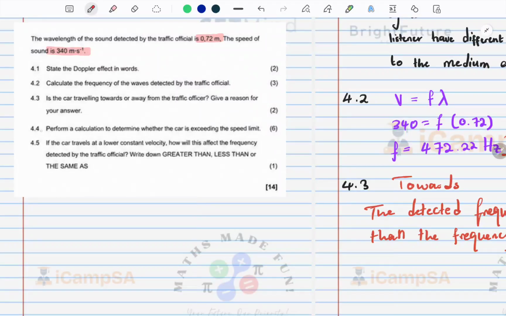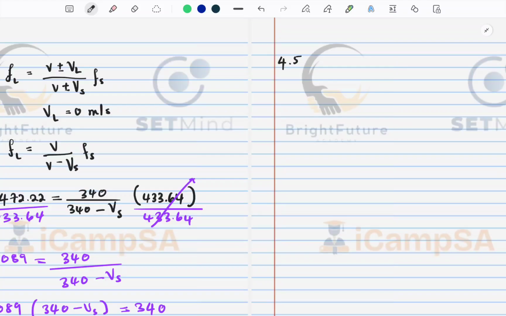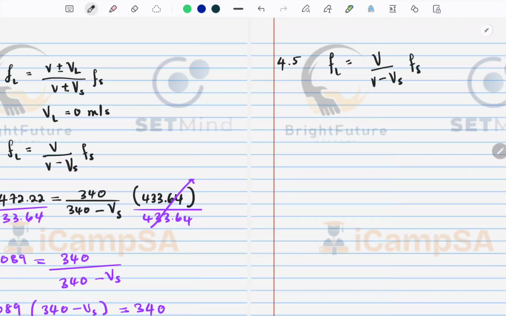Okay, this is this question. Now they're asking us, if the car travels at a lower constant velocity, how will this affect the frequency detected by the traffic official? Is it greater than, less than, or the same? Think about it. Okay, so I can come back here and say F_L again, V over V minus V_s, and then F_s.